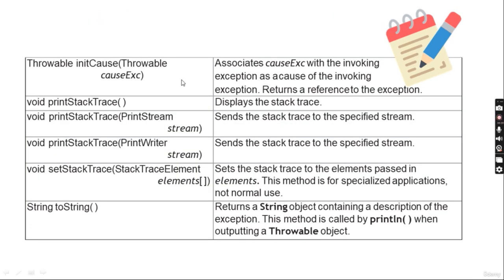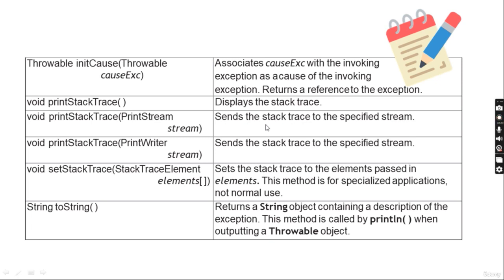Throwable initCause(Throwable causeExc) associates causeExc with the invoking exception as the cause of the invoking exception. It returns a reference to the exception. Then printStackTrace displays the stack trace as we have seen. printStackTrace(PrintStream stream) sends the stack trace to the specified stream. void printStackTrace(PrintWriter stream) sends the stack trace to the specified stream.